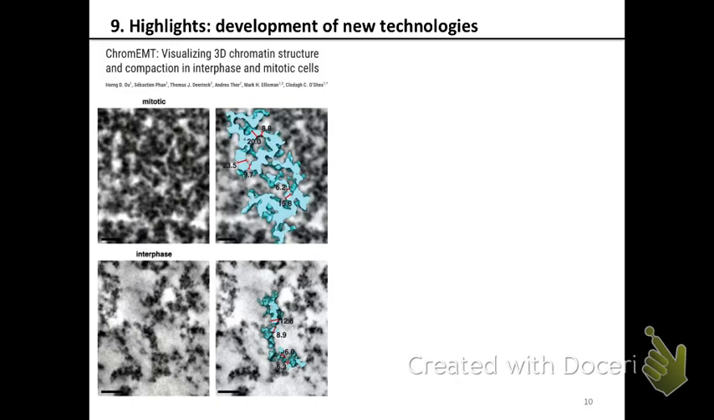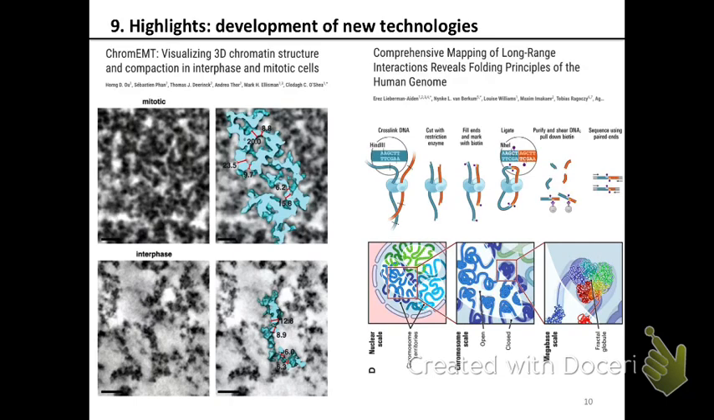So these are a lot of imaging techniques. There are lots of nice imaging technologies that are emerging. There are also molecular biology-based techniques that allow you to map chromosomal interactions. I'm not going to go into detail of these technologies, but here is a highlight from this.